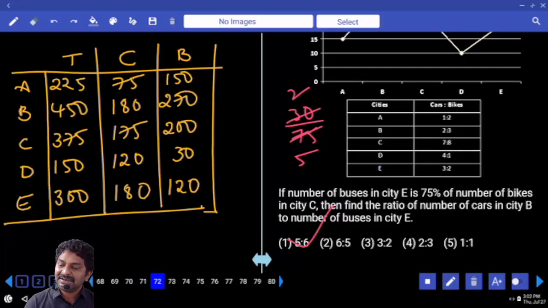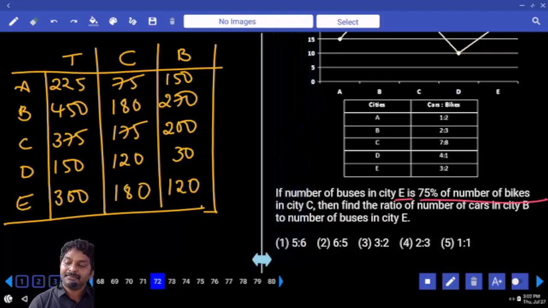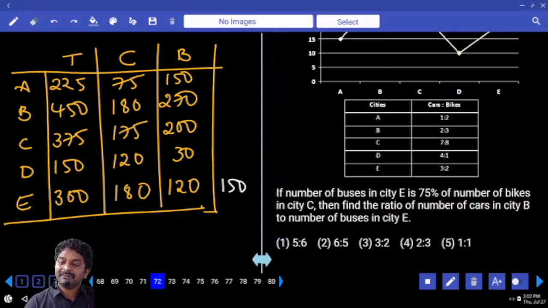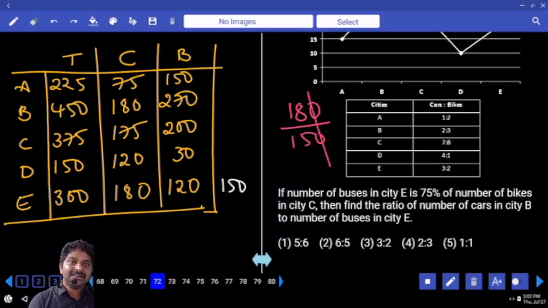If the number of buses in city E is 75% of the number of bikes in city C. Buses in E, 75% of bikes in C. Total bikes in C, 200, 75%. That means 150 buses are there in E. Find the ratio of the number of cars in B to that of buses in E. Cars in B 180. Buses in E 150, 0 gets cancelled. 3 6 times, 3 5 times.